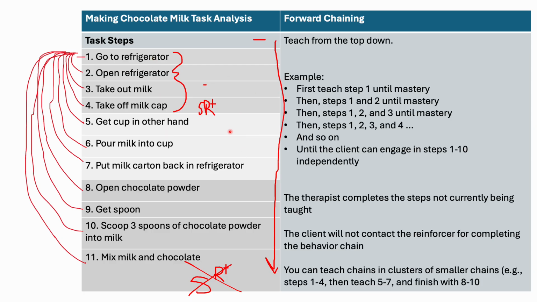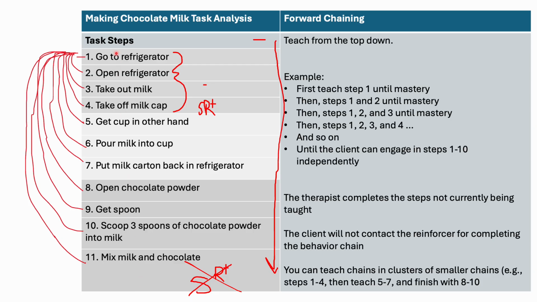Okay, but the important part here is they're not going to contact the reinforcer for completing the behavior chain. They're contacting the reinforcer for meeting the criteria for the particular step that they're working on and all the preceding steps, okay? So just to drive the point home, we're first, let's say, going to teach step 1 until mastery, then steps 1 and 2 until mastery, then steps 1, 2, and 3 until mastery, then steps 1, 2, 3, and 4 until mastery, and so on. Then up to step 5, then up to step 6, and up to step 7, and so on, okay, until you get to step 11, and then they've mastered the entire behavior chain.